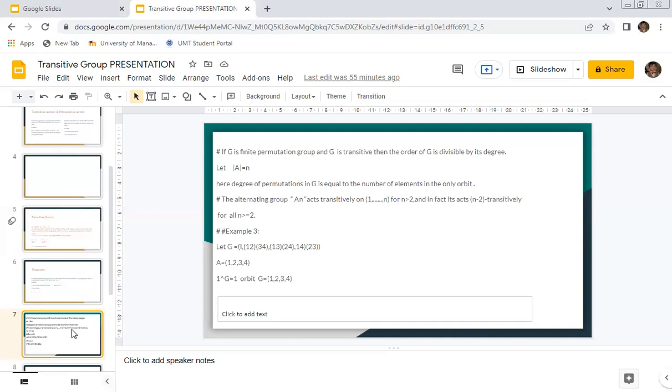The alternating group An acts transitively on a set A for n greater than 2, and in fact it acts n minus 2 transitively for all n greater than or equal to 2. Example number 3: we have a permutation group G and a set A. If we find the one orbit of G, it is also equal to the set A.